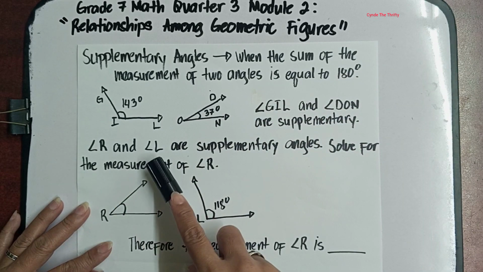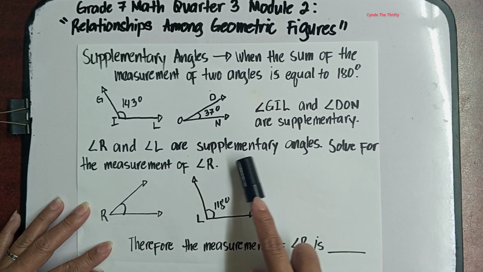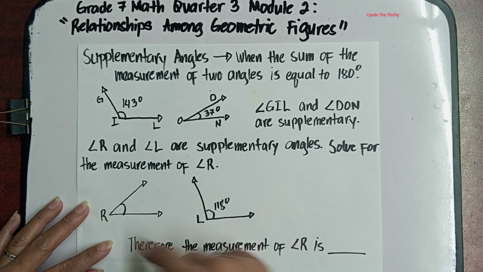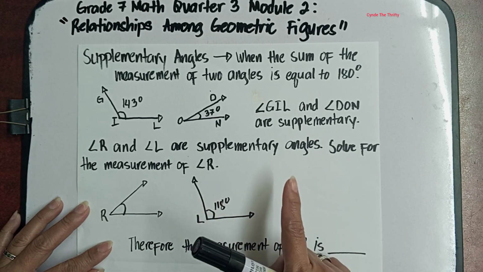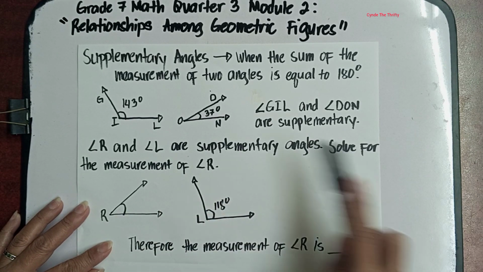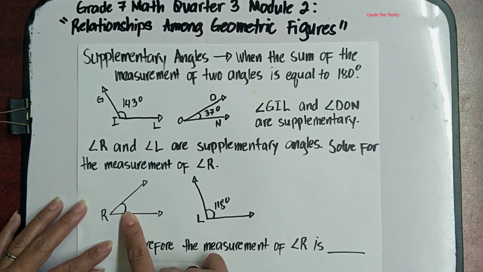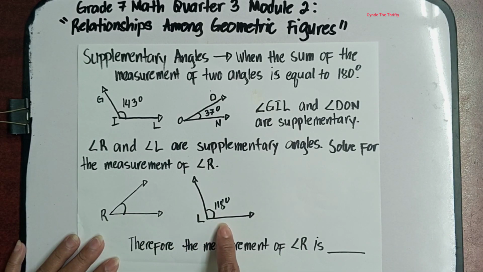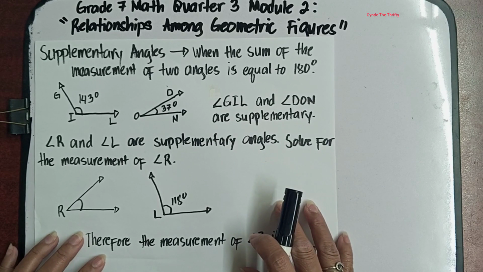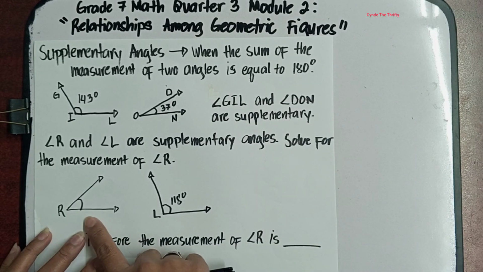Angle R and angle L are supplementary angles. Okay, so si angle R at L daw, supplementary angles sila. Solve for the measurement of angle R. Okay, so si angle R wala siyang measurement. Si angle L naman is 118 degree. Okay, so paano natin siya i-solve para malaman natin kung ano ang sukat ni angle R?